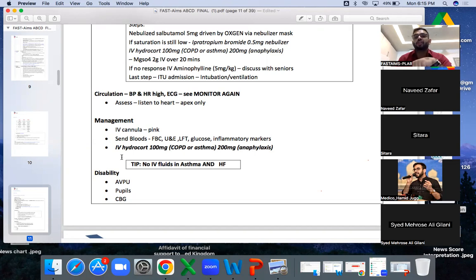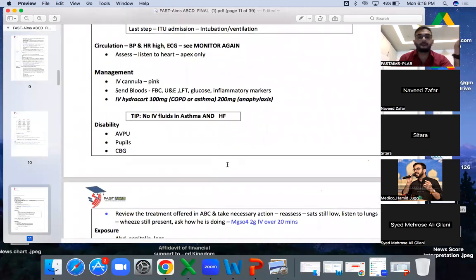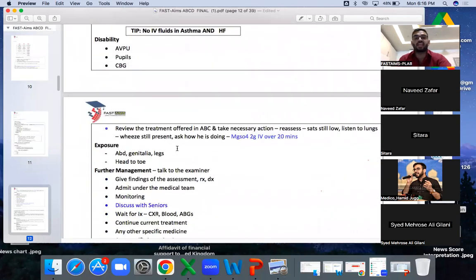In circulation, here you will give IV hydrocorticosteroid. Although you have made the patient stable before, still you will give hydrocorticosteroid after taking the sample. No IV fluid. No IV fluids are required in asthma and heart failure. Then disability, there will be nothing again.